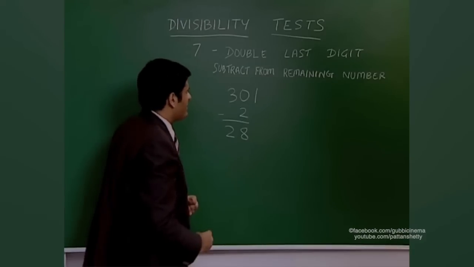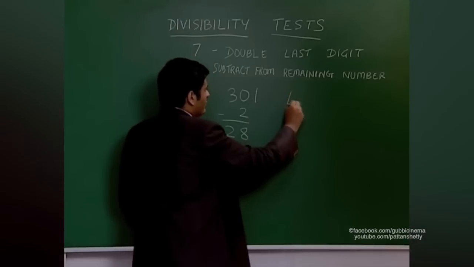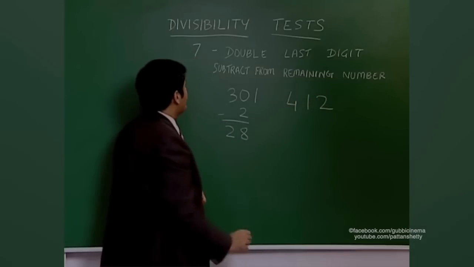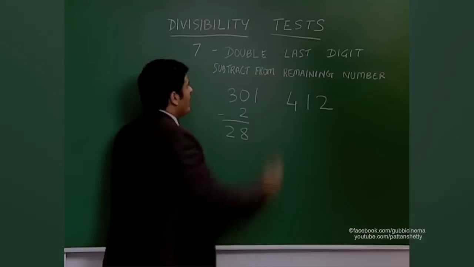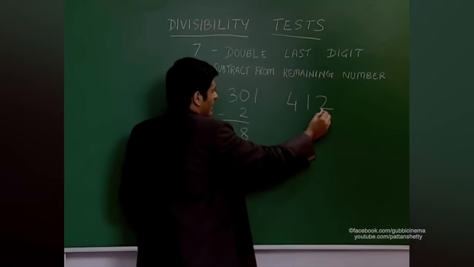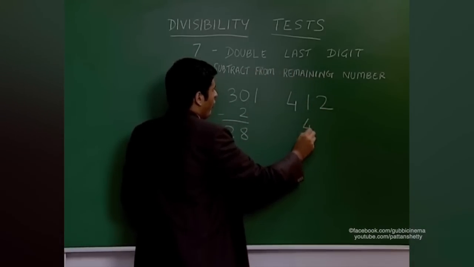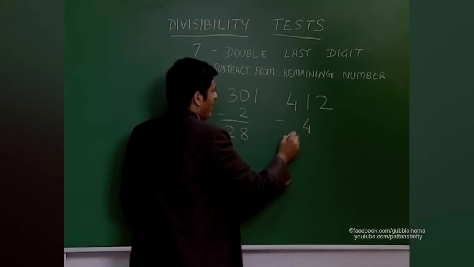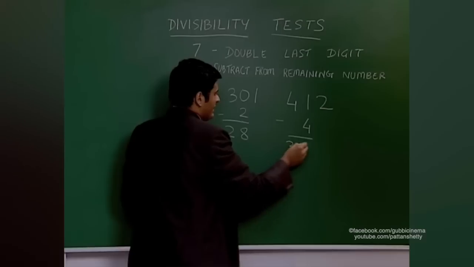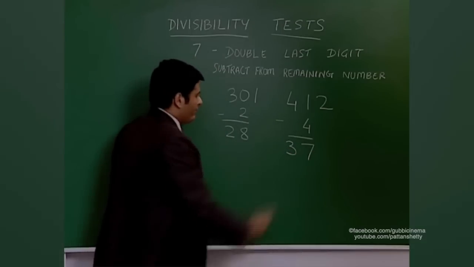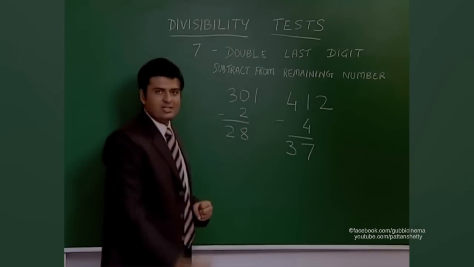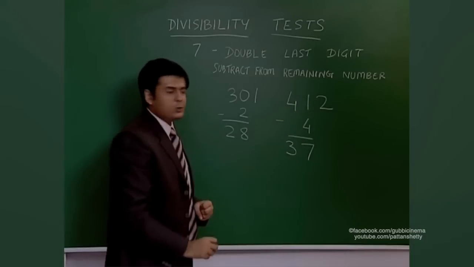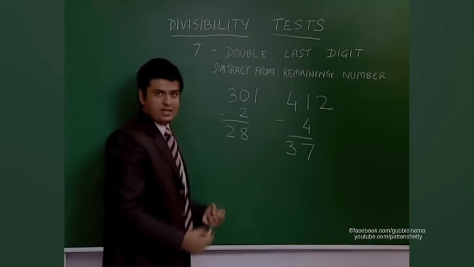Let us take one more example. Suppose I want to test 412, whether it is divisible by 7 or not. I double the last digit, double of 2 is 4, which I subtract from the remaining number. So 41 minus 4 is 37. Now I know 37 cannot be divided by 7. That means 412 can also not be divided by 7.